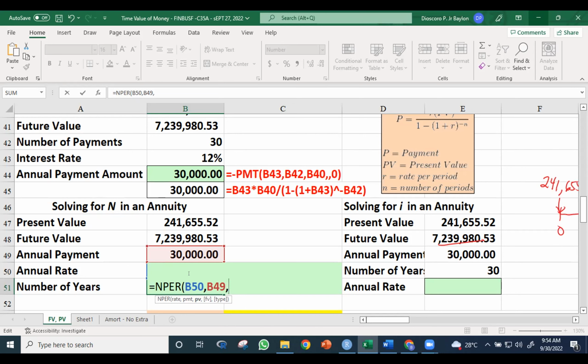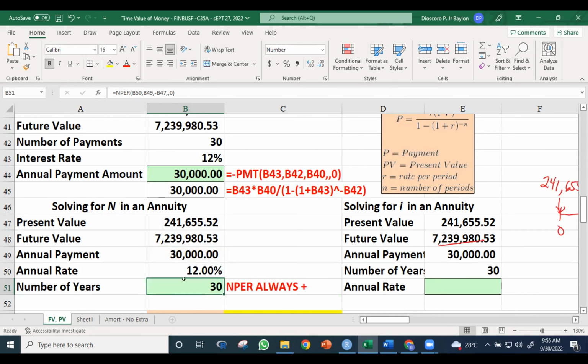So if this annuity was 30,000, it means that it's a cash inflow because it's positive. Therefore, the equivalent should be a negative, a cash outflow. So Gerard is correct. We're making this present value negative. And the future value, we will disregard because we can only use one equivalent cash flow. And the type, this is an ordinary annuity, so we can just type zero or ignore that. Let's see what happens. Control enter, and there we get 30. That's now the correct answer, and it agrees with what we were expecting, 30.